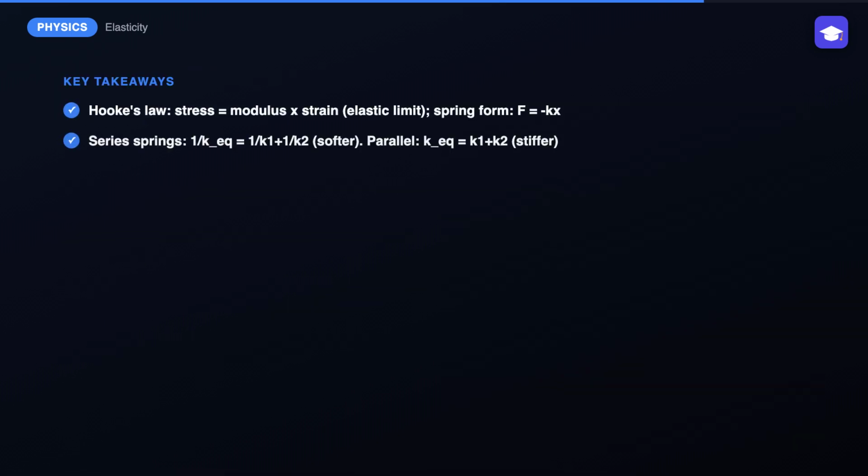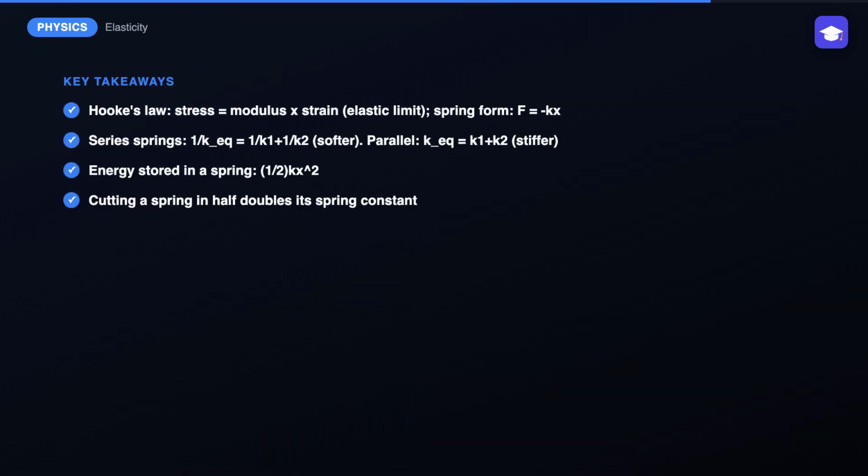Let's recap. Hooke's law states stress is proportional to strain within the elastic limit, and for springs specifically this becomes F equals minus kx, the restoring force behind simple harmonic motion. Springs in series add reciprocally, becoming softer overall, while springs in parallel add directly, becoming stiffer overall, mirroring resistor combination rules exactly. And remember, cutting a spring in half doubles its spring constant, a frequently tested, easily overlooked trap.